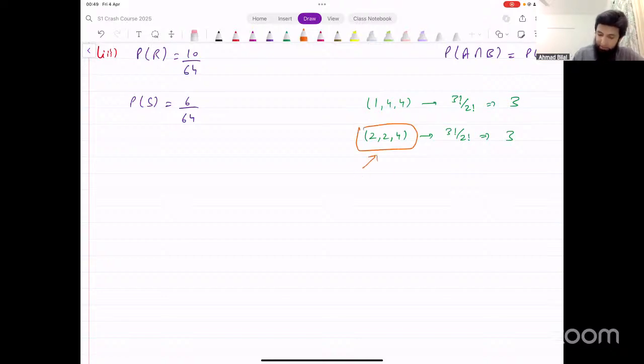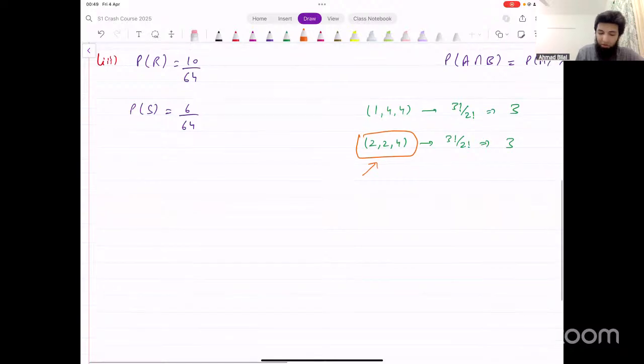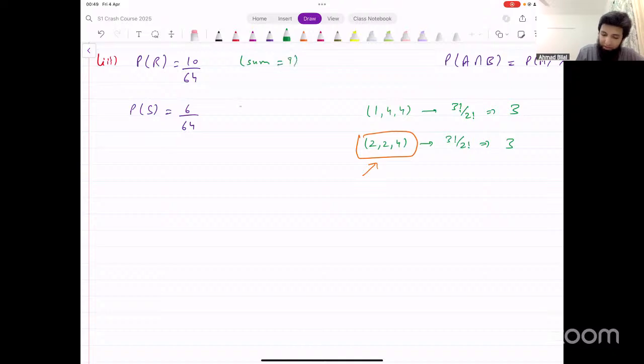This case is the sum also 9. Remember, this is when the sum is 9. And this is when the product is 16. Now, what's common in them?